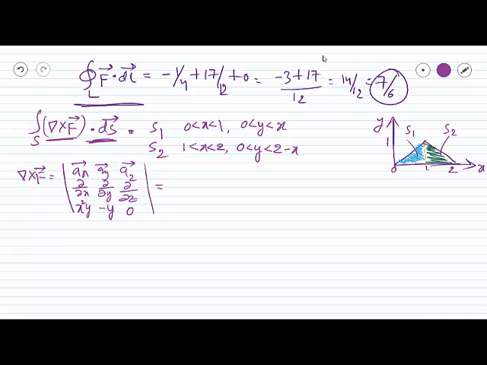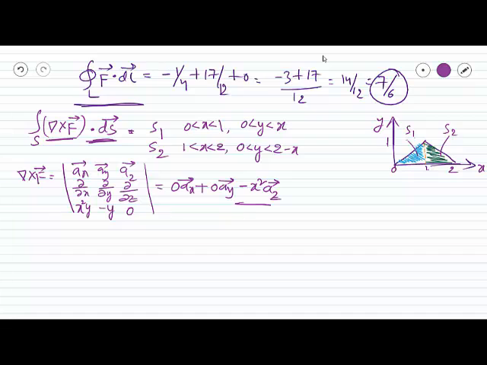So the a_x component is ∂/∂y of 0, ∂/∂z of (−5), which is 0, so 0 a_x bar. Similarly, the a_y component: ∂/∂x of 0, ∂/∂z of x²y, which is again 0, so 0 a_y bar. And coming to the z component: ∂/∂x of (−y), which is 0, minus ∂/∂y of x²y. ∂/∂y of x²y will be x², and there is a minus, so −x² a_z bar. So that is what ∇ × F bar is.